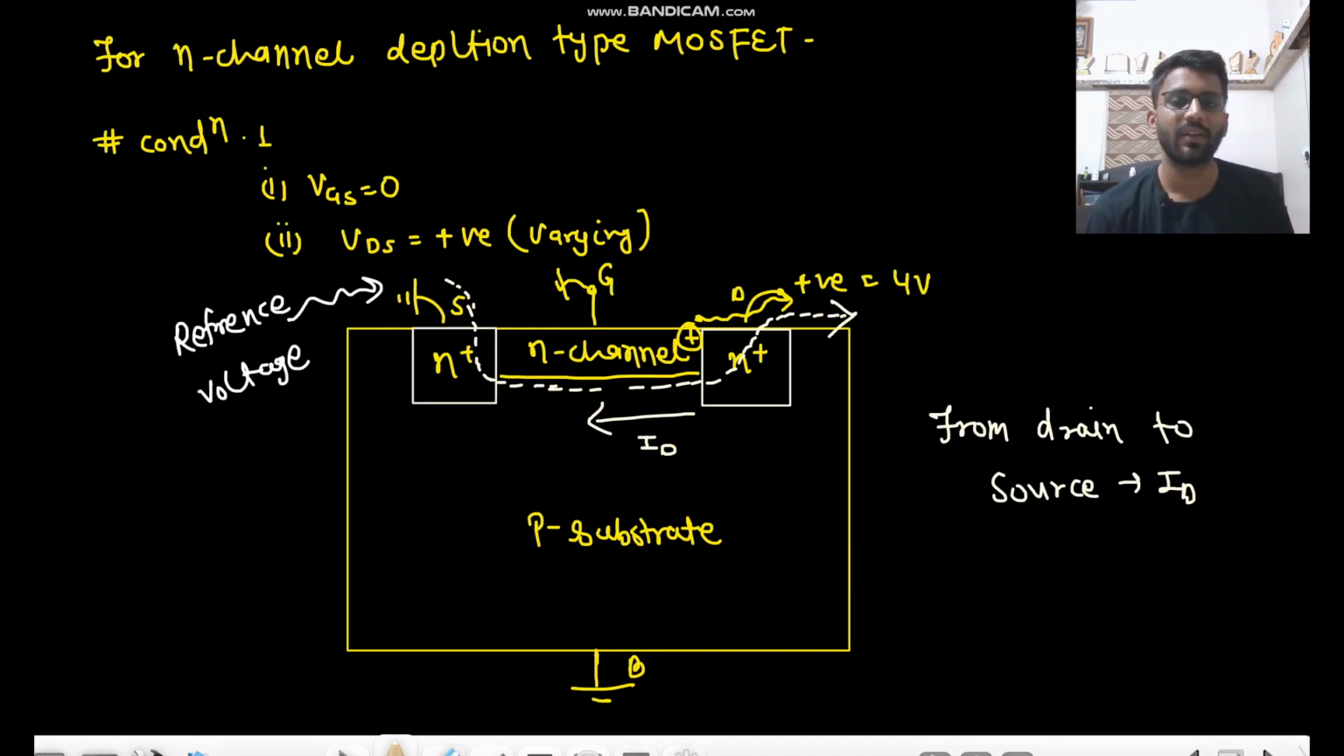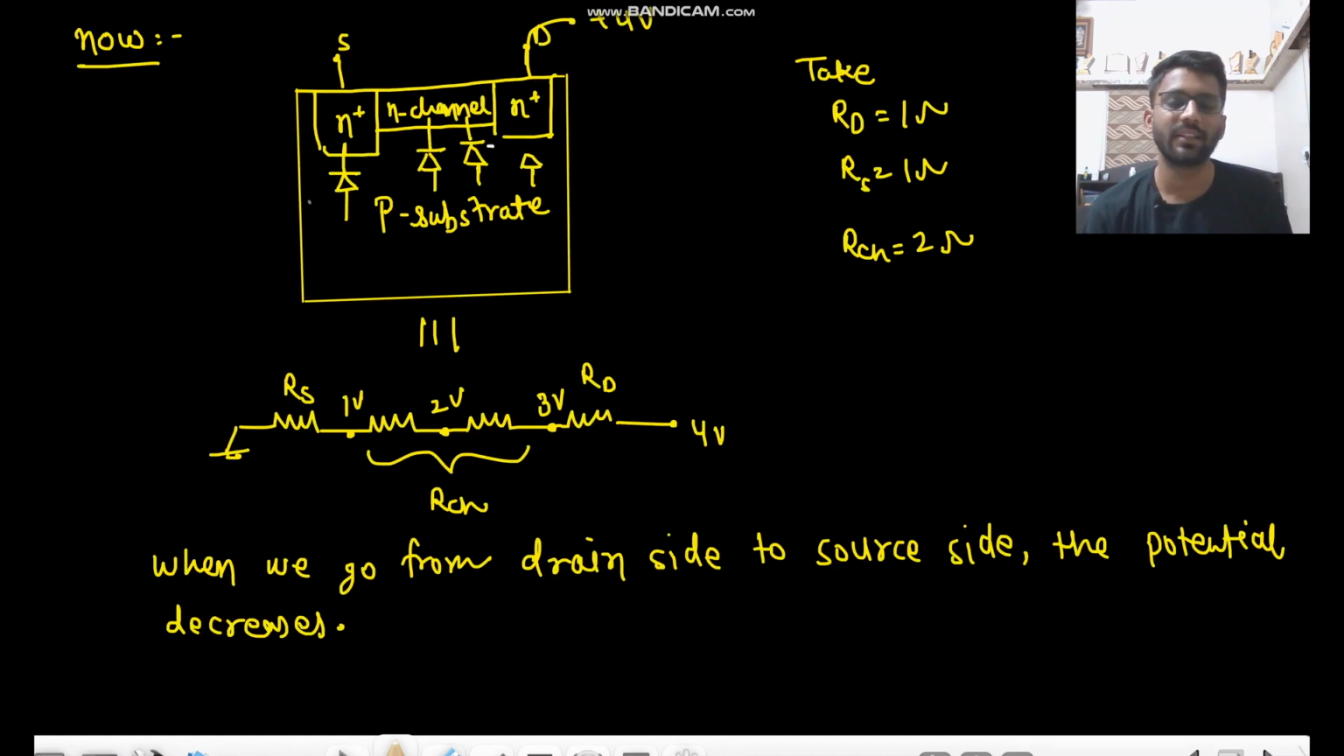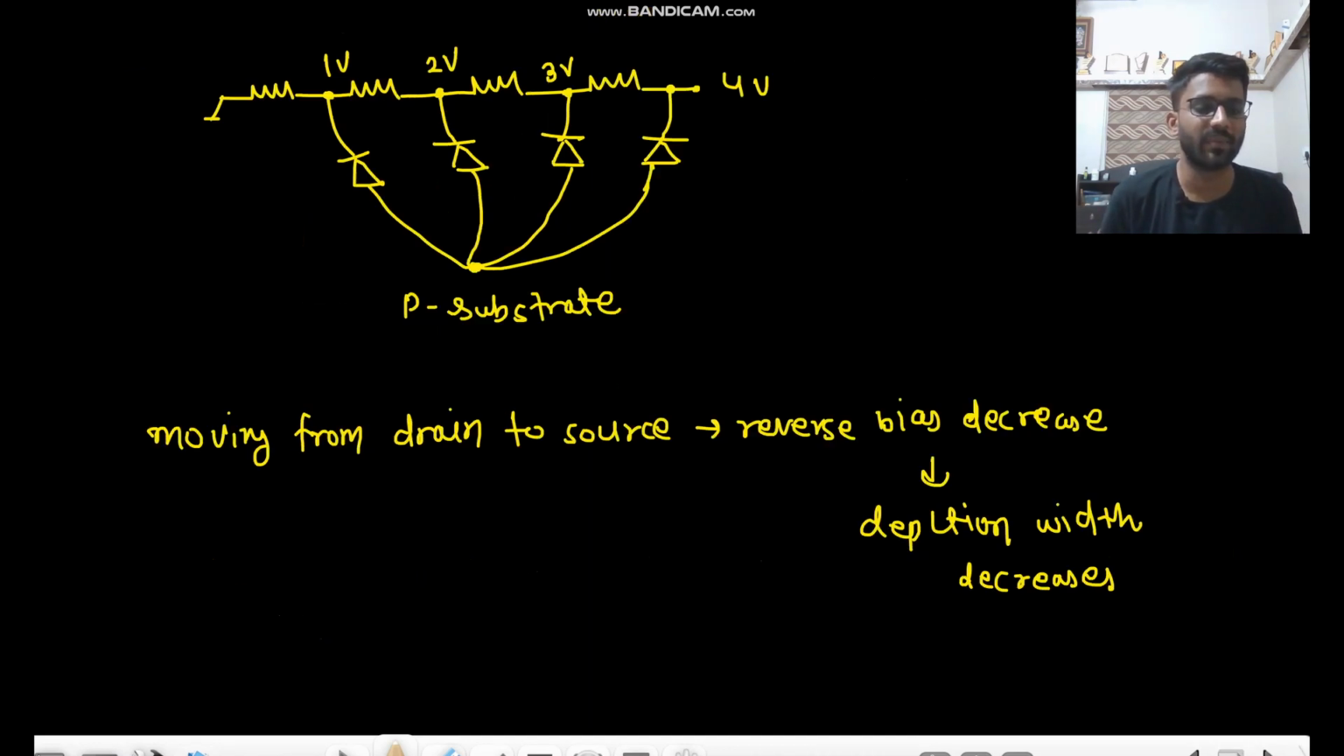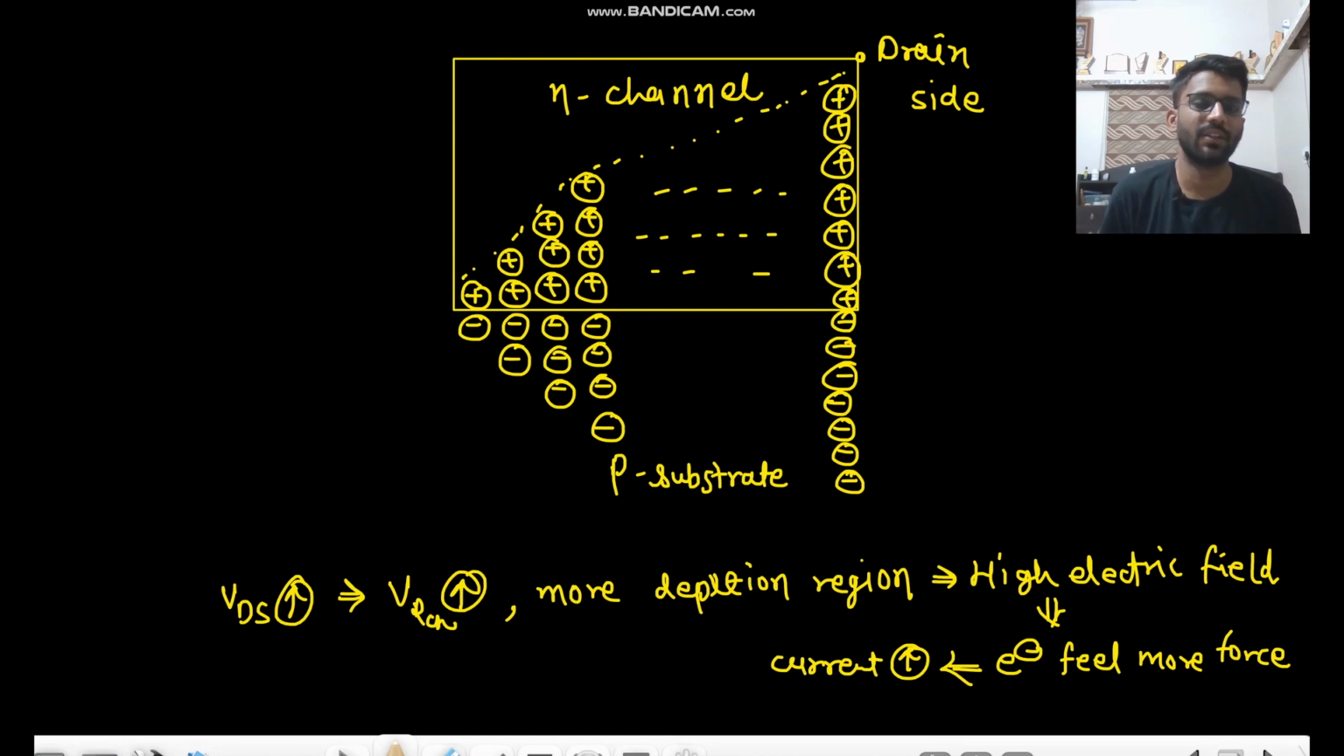Why is it called depletion type? Because the channel is getting depleted of charge carriers, right? First it had complete charge carriers, it was completely there. But as we apply the VDS value, the reverse bias across the drain side is getting increased, so the depletion width is increased. So our channel is getting depleted of charge carriers. That's why it is called depletion.